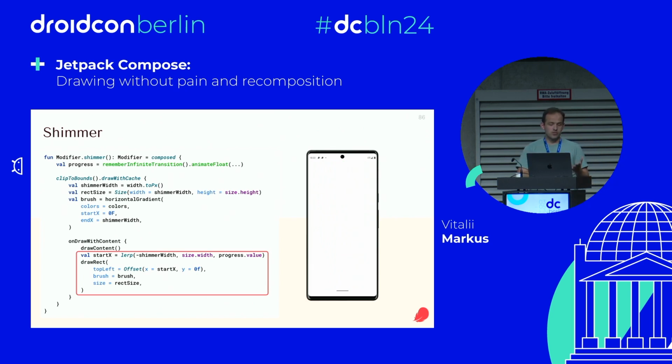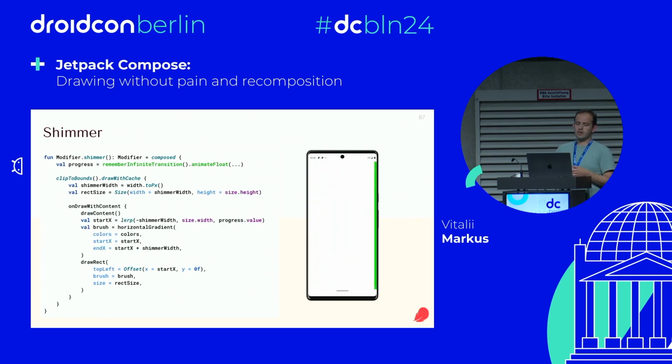The green stripe moves, but the purple one doesn't. So something is wrong with our implementation, and let's try to fix it. The problem occurs because we only move the rectangle, but we also have to move the brush coordinates. As a result, we have to recreate the brush on every frame when the start X value changes. This essentially rolls back all the benefits of using the draw with cache modifier.